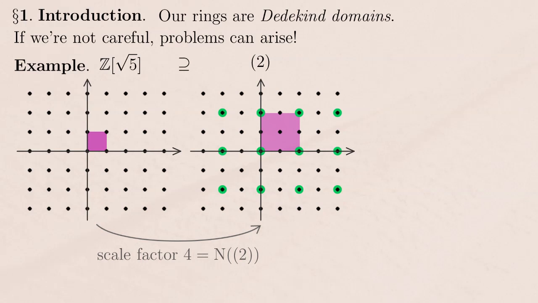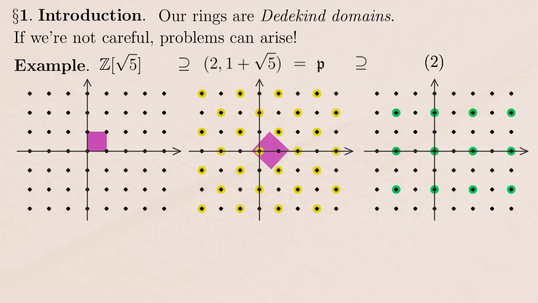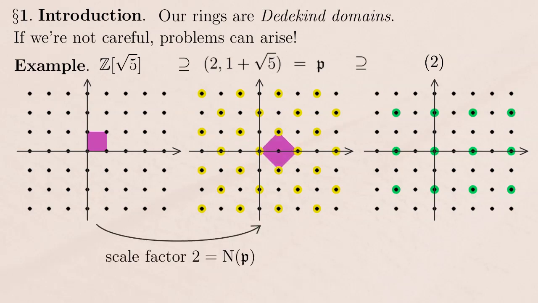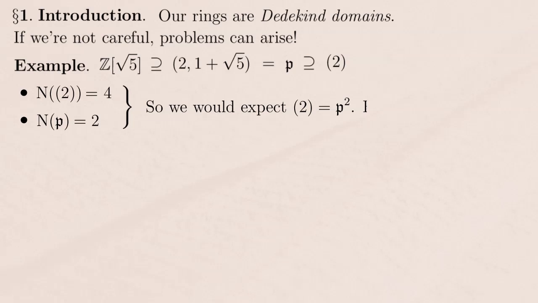Now, 2 is not a prime ideal in this ring. In fact, there's exactly one ideal of norm 2 which contains it, the non-principal ideal generated by 2 and 1 plus root 5. I'll call this ideal P. Here's a fundamental cell for that ideal. Its norm is 2. So we'd expect to be able to factorize 2 as a product of prime ideals as P squared.